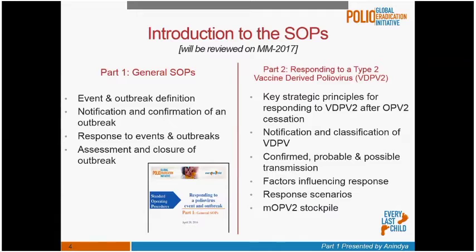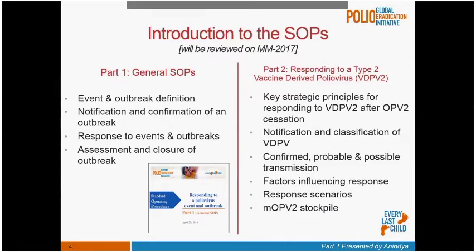The vaccine to be used will generally be bivalent OPV in part 1 of the general SOP, responding to type 1 and 3 polioviruses. But when you come to part 2, let me remind all of ourselves that in April, May 2016, we did a global TOPV to BOPV switch. That means that we are no longer using trivalent OPV, trivalent oral polio vaccine, which contains type 2 Sabin virus inside it.